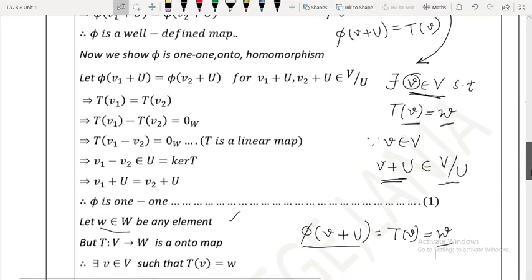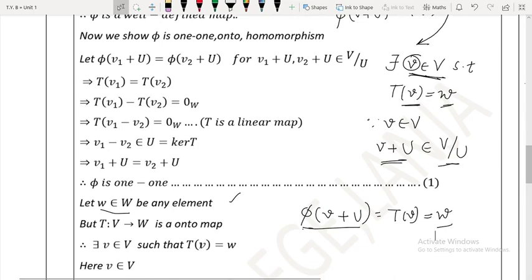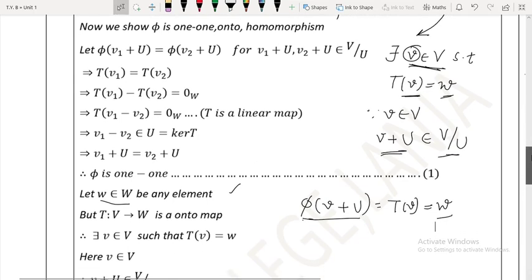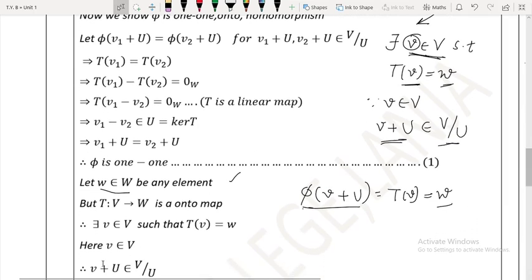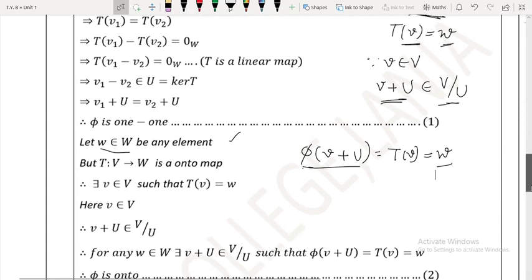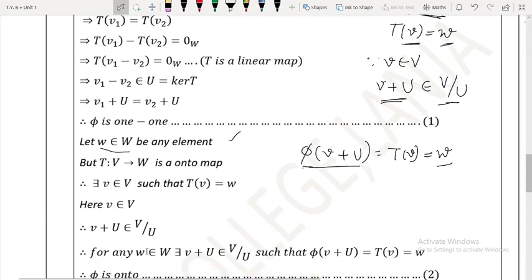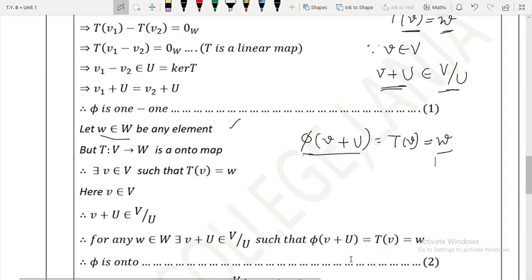So that is what I have written here. Here v belongs to V. I have constructed a coset with the help of that v. So v plus u belongs to V mod U, and therefore for any w belonging to W, there exists v plus u belonging to V mod U such that phi of v plus u is equal to T of v. This is according to the definition of phi, but T of v is what? W. So it is equal to w, and therefore phi is onto. I have called it 2.